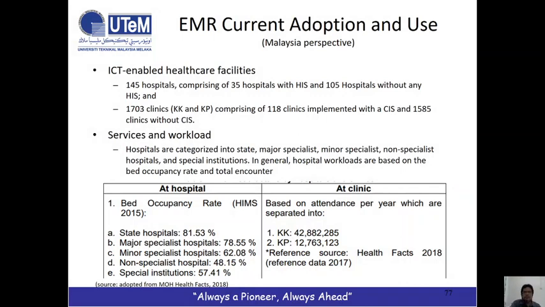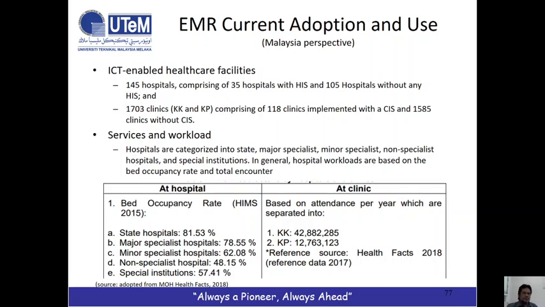Okay, we go to EMR current adoption and use. So before we list down the barriers and challenges in implementing the EMR system in certain healthcare providers or organizations, I would like to bring you to one case study on the ICT development or ICT initiative from the Malaysian perspective. So, ICT-enabled healthcare facilities in Malaysia.